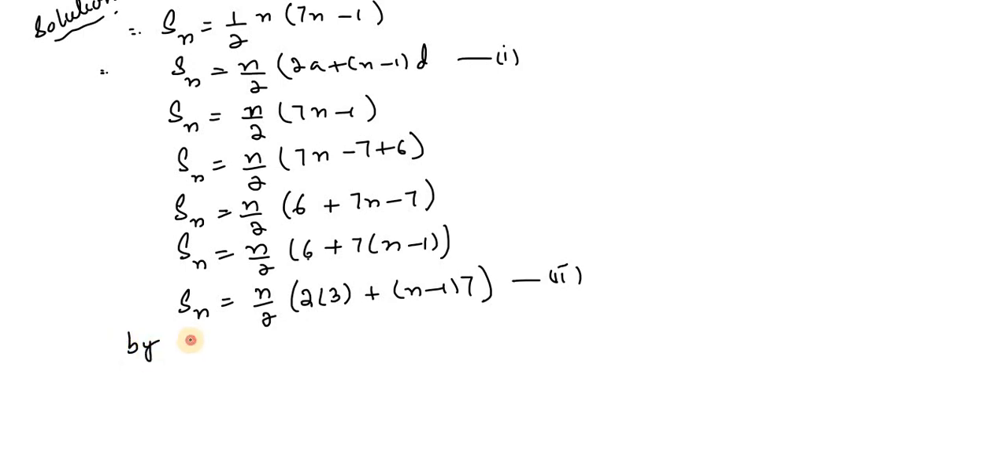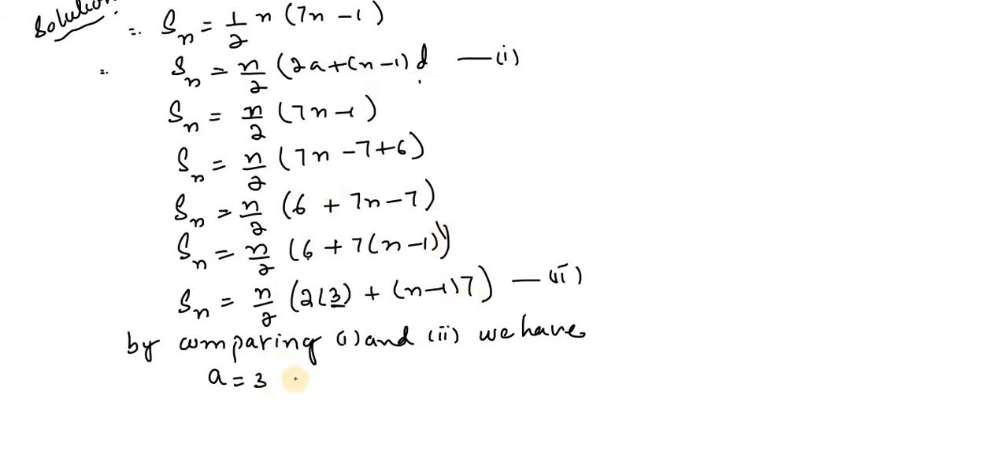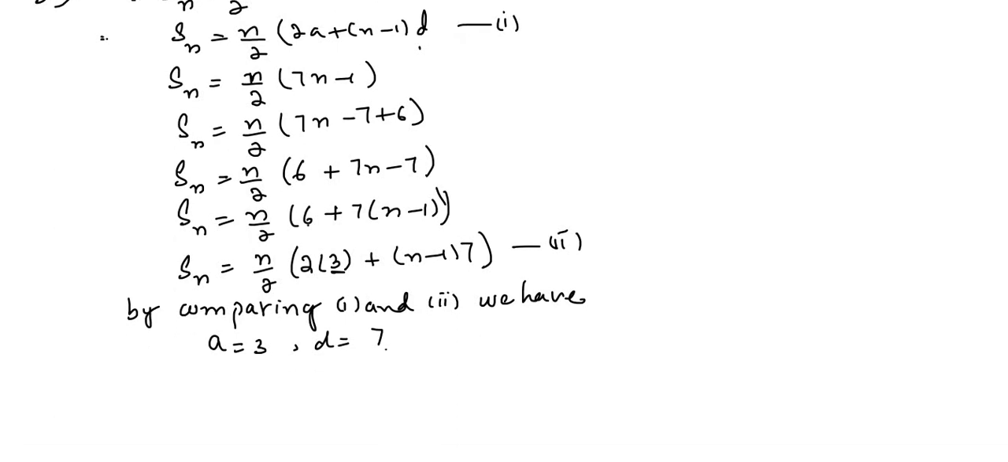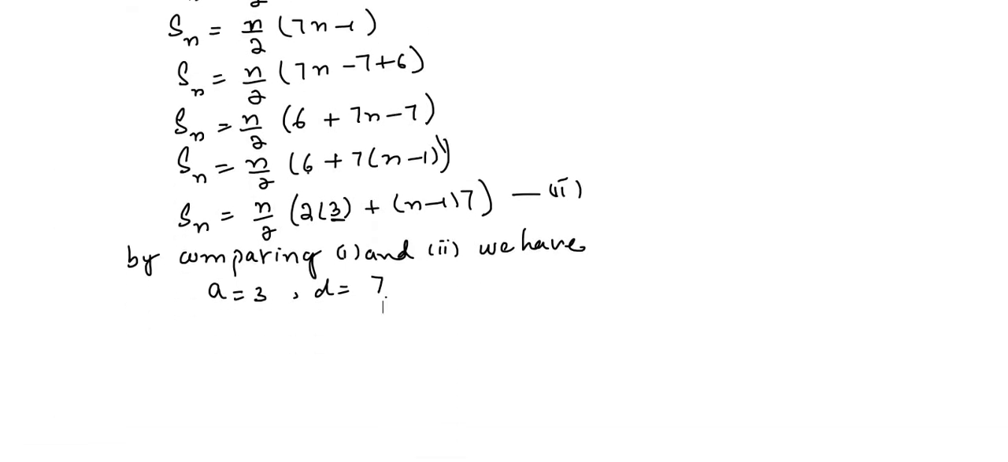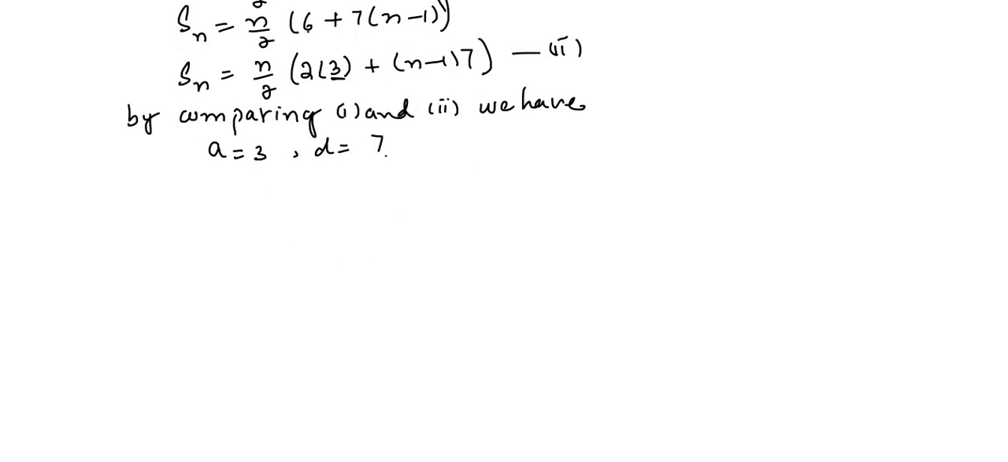By comparing equation 1 and equation 2, we have Sn = n upon 2 (2a + ...). Here a is 3 and d is equal to 7. This is the value of the first term and the common difference. With the help of these two elements, we can find the terms of any series.